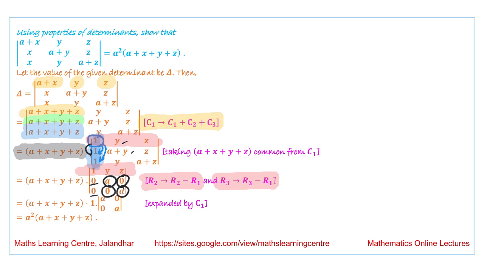So if we open this determinant along this first column, we are talking about 1, 0, 0, and the answer we obtain is in this form. So the final answer we get is a square times a plus x plus y plus z.